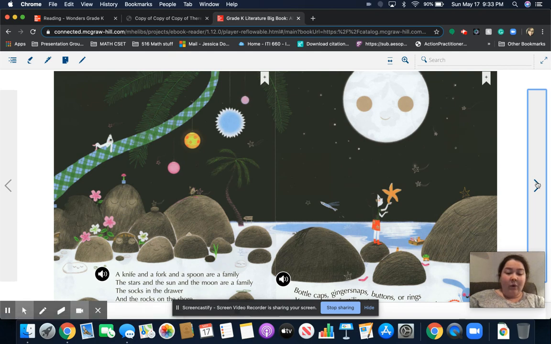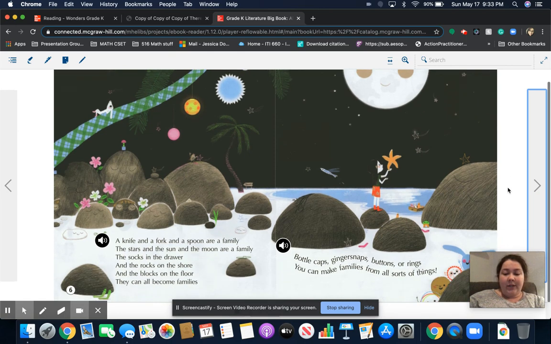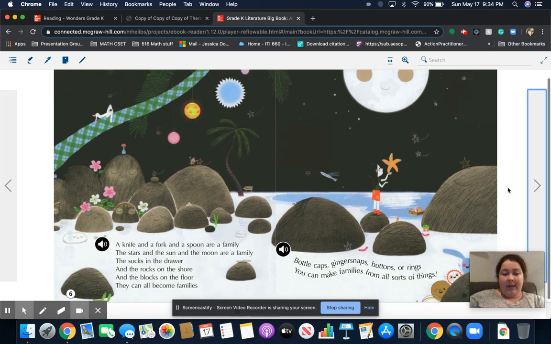A knife and a fork and a spoon are a family. The stars and the sun and the moon are a family. The socks in the drawer and the rocks on the shore. Bottle caps, ginger snaps, buttons or rings. You can make families from all sorts of things.